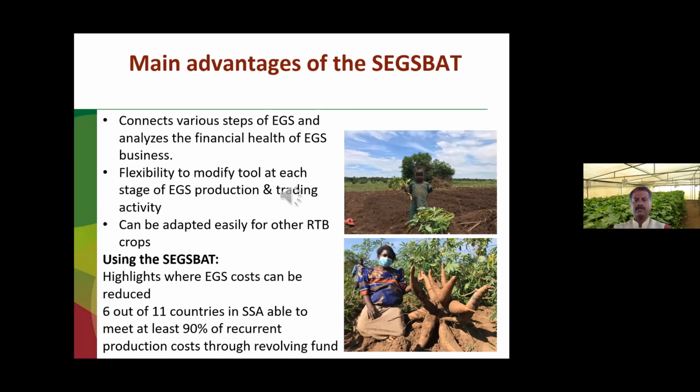And this is the first tool that connects the complete stages of the early generation seed supply chain, right from breeding and stage 1, which is basically multiplication of TC plantlets, stage 2, the hardening process, and stage 3, the pre-basic production. We also have basic seed production and the QDS multiplication process. And as I said in the beginning, this tool has the flexibility to be modified and used for other vegetatively propagated crops, particularly root and tuber crops and banana.